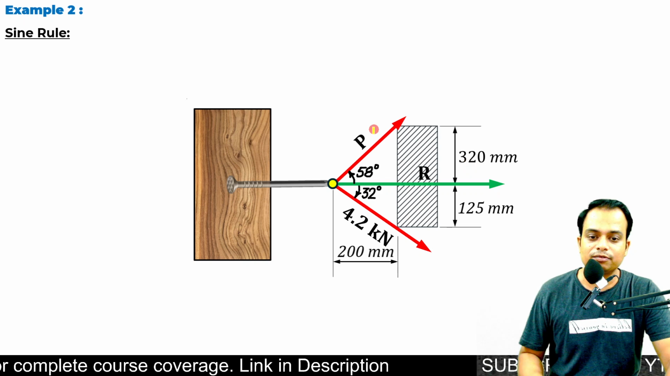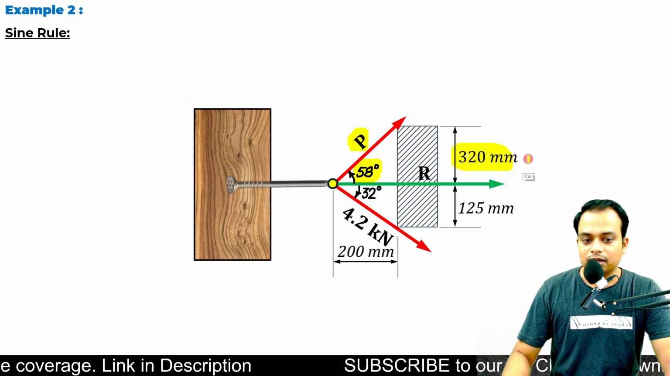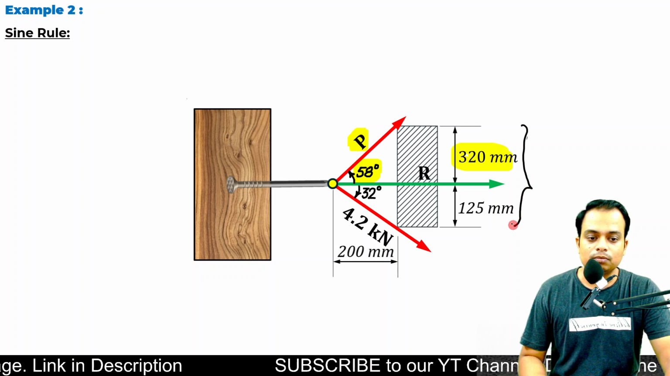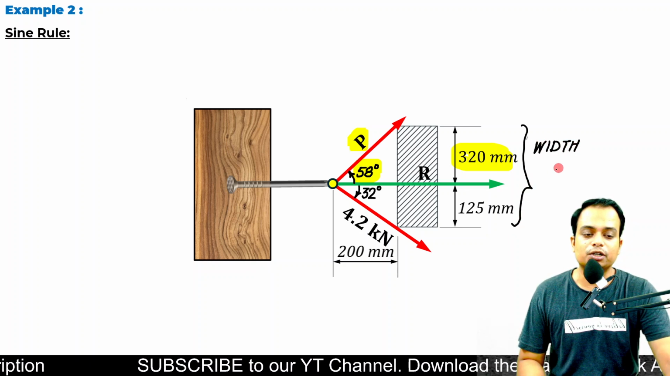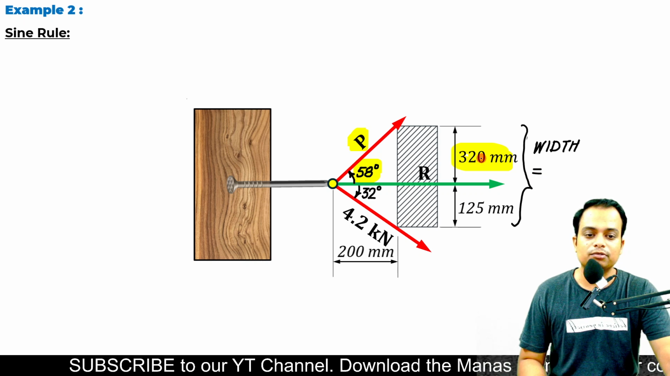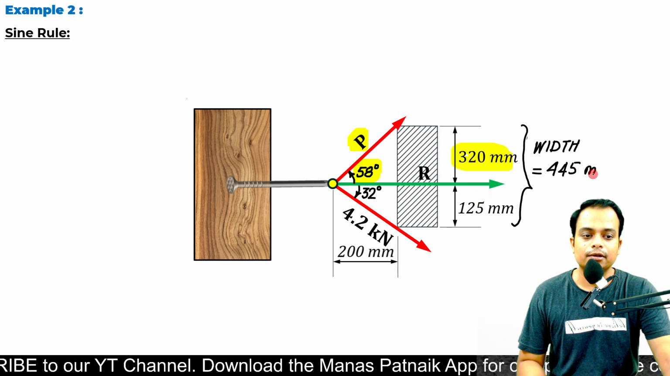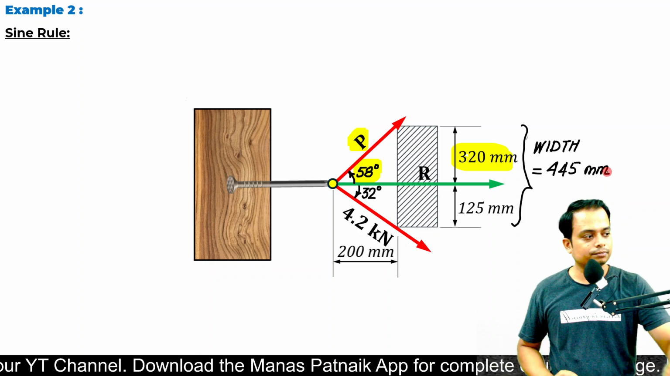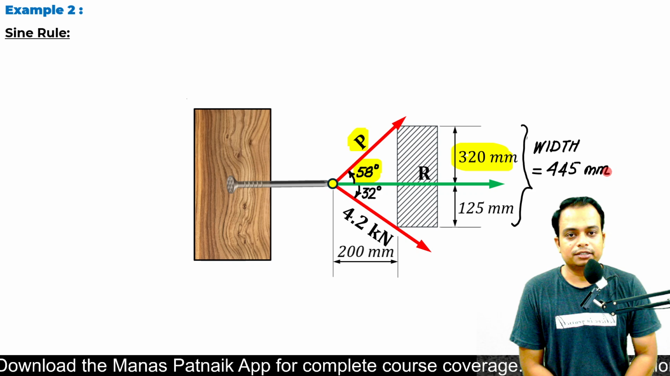So we've got all the answers. We know the value of P. We know the value of alpha. We know the value of x. In fact, you can sum these two and you can see that the total width of the obstruction is equal to 3 plus 1 is 4, 2 to 4, 445 millimeters.